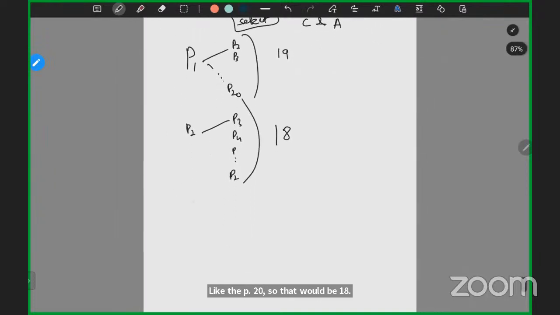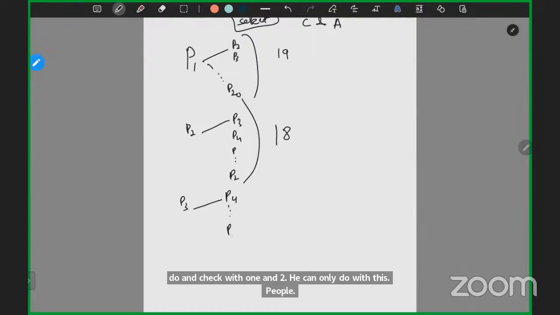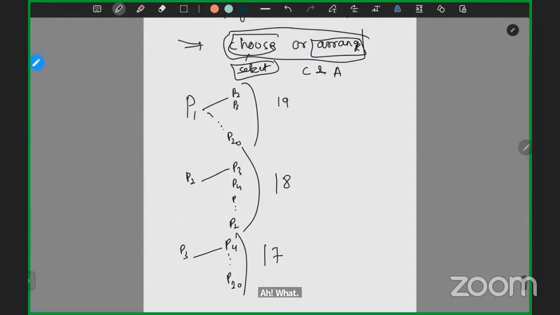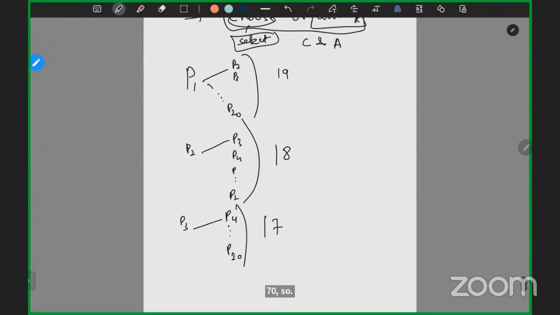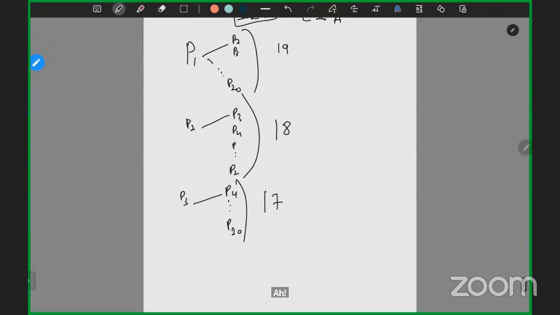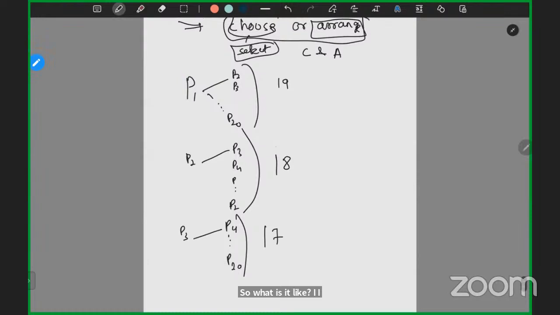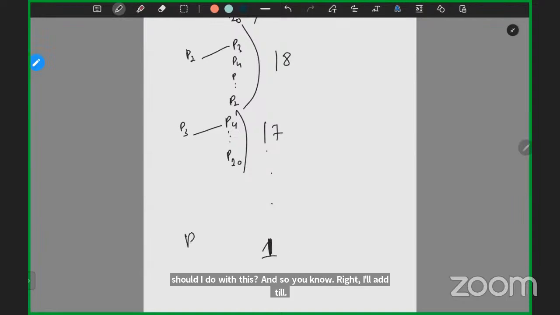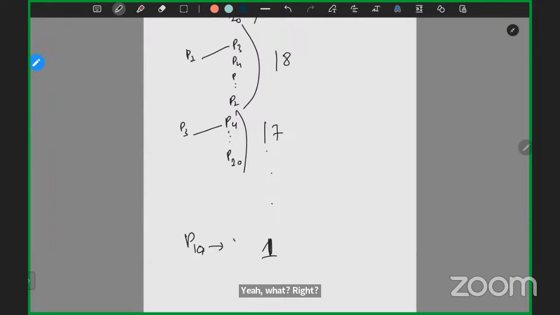Then let's say the third person comes up. He can't do a handshake with 1 and 2, he can only do it with P4 onward till P20. So that would be 17. I'll go till 1, because the P19 guy will only do a handshake with P20.